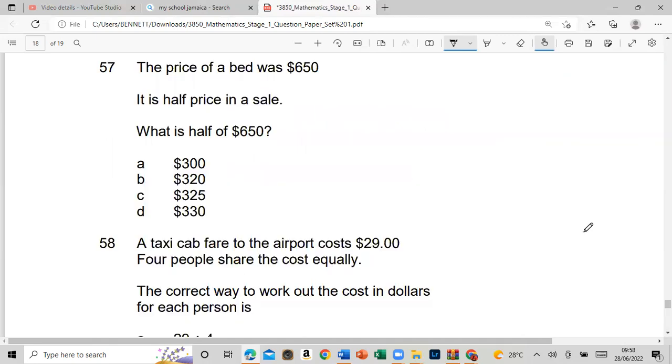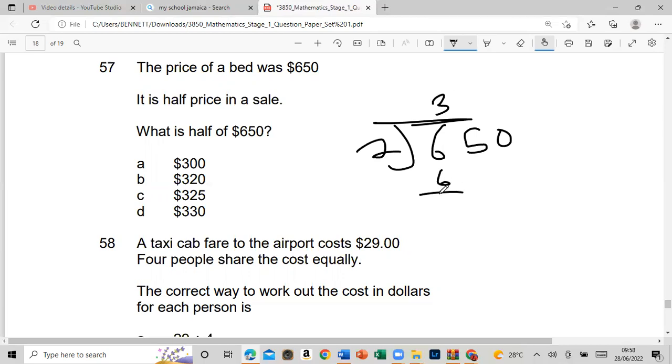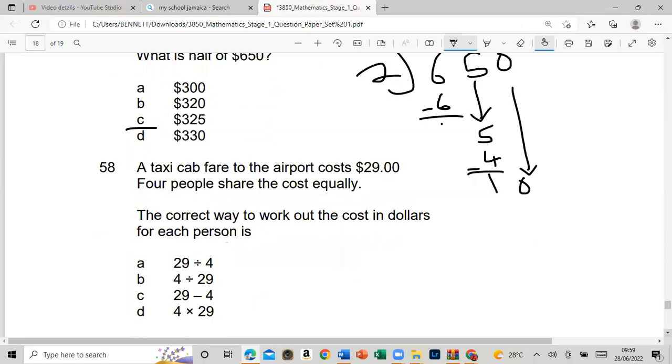The price of a bed was $6.50. It is half price on sale. What is half of $6.50? So you divide it by 2. So that's 650 divided by 2. So that's 3. 2 threes are 6, minus, I get 0. Carry down the 5. 2 into 5, that's 2. 2 twos are 4, 1 now. 2 into 10, 5. So that's 3.25. All right, so let's move on to 58, and then we will finish with 59 and 60.